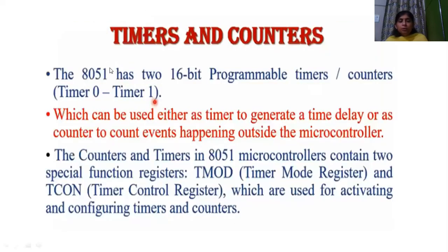Timers and counters. The 8051 has two 16-bit programmable timers and counters, which can be used either as a timer to generate a time delay, or as a counter to count events happening outside the microcontroller. The timers and counters in the 8051 microcontroller contain two special function registers, TMOD, the timer mode register, and TCON, the timer control register, which are used for activating and configuring timers and counters.